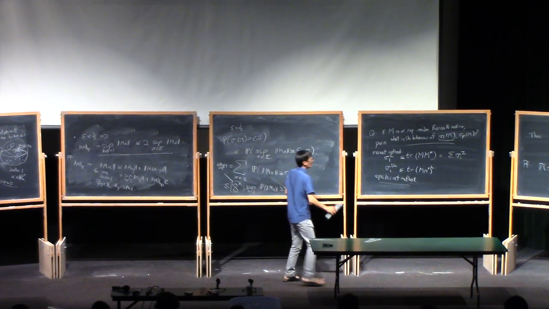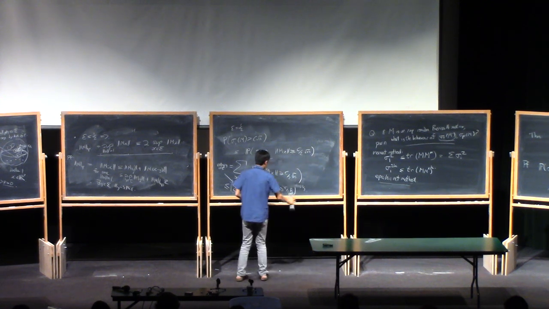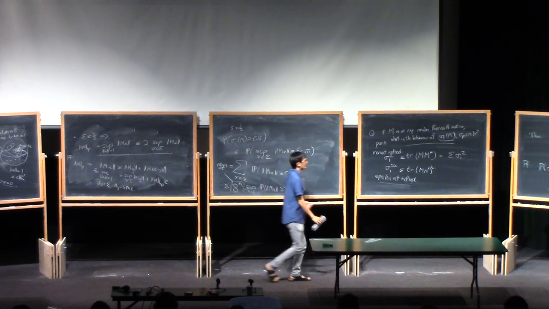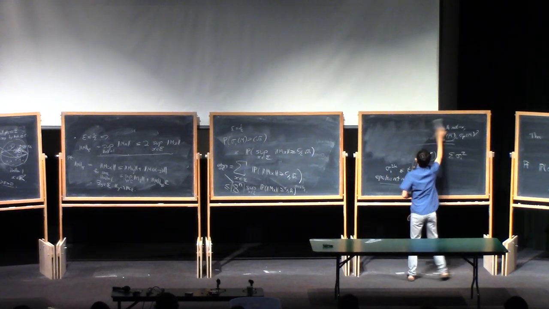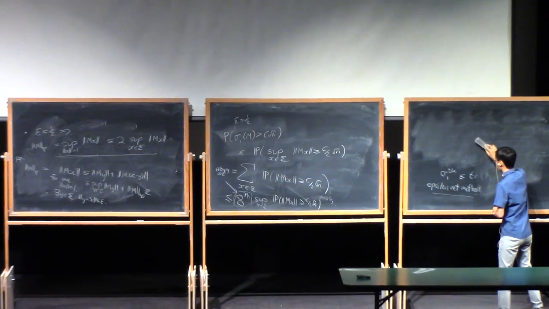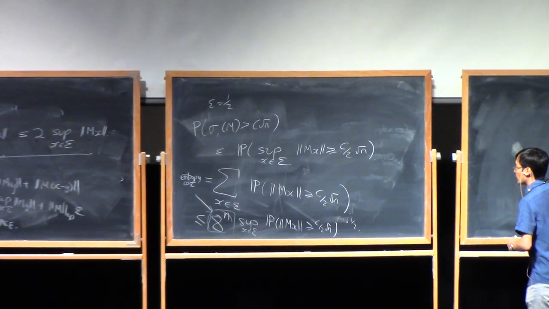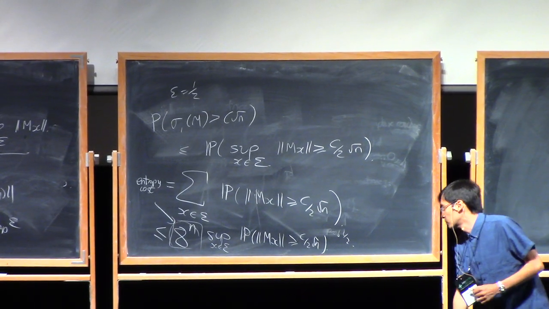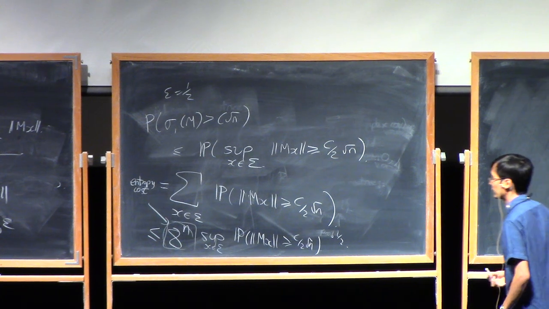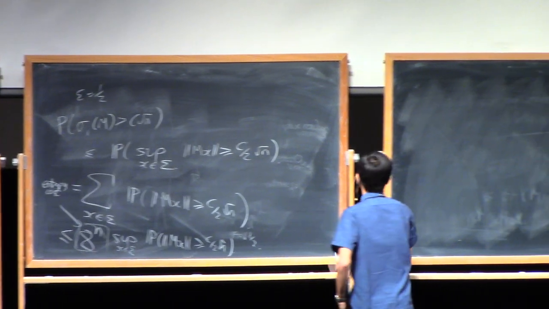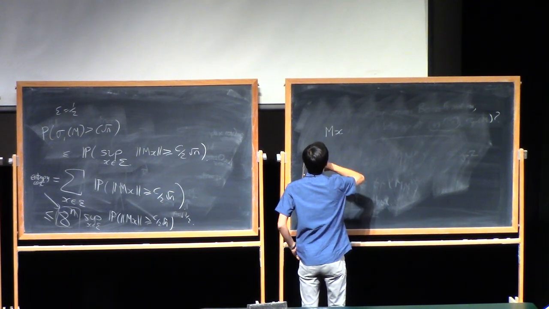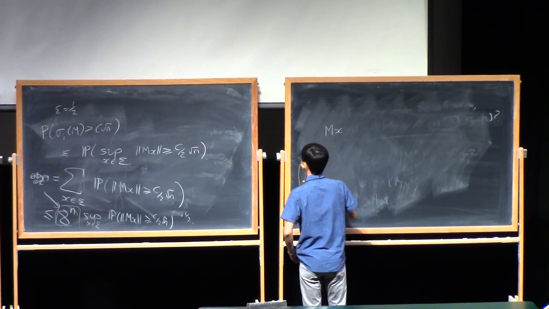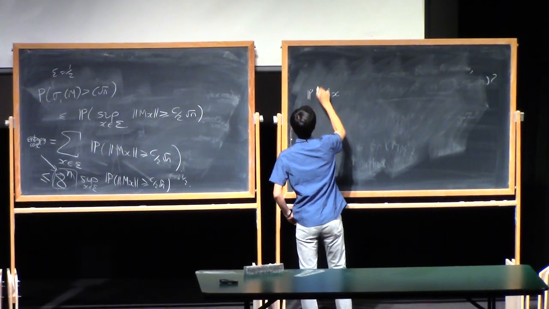So this is now a much simpler problem. We just need to estimate a single event like this rather than a union. And this can be handled by various techniques. All right, so first of all, I can square it.